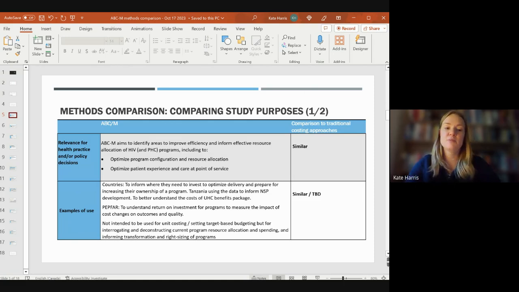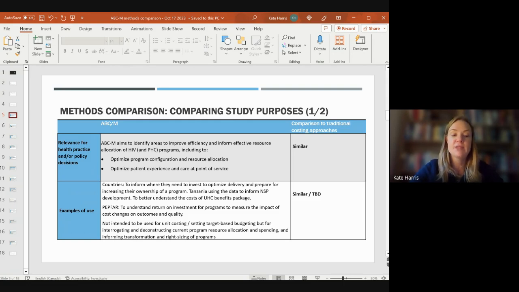Starting with study purpose. The main purpose of activity-based costing is to identify areas to improve efficiency and inform effective resource allocation for both HIV and primary healthcare programs. So for example, this data can be used to optimize program configuration and resource allocation decisions. It can also be used to optimize patient experience and care at the point of service. This overall study purpose is very similar to other traditional costing methods. There may be more detail in some areas that lends to more detailed policy implications in those areas, but it's largely the same.